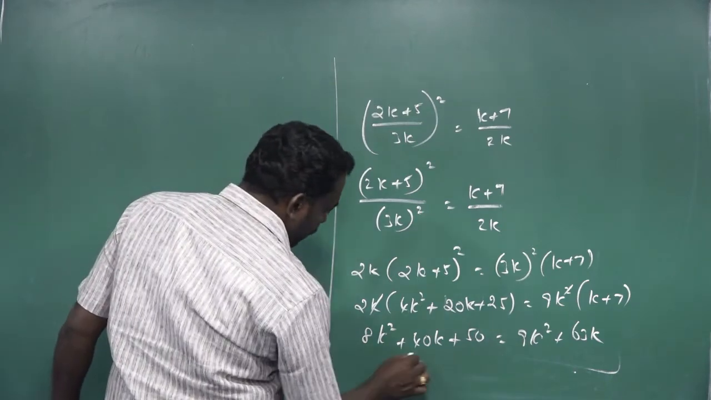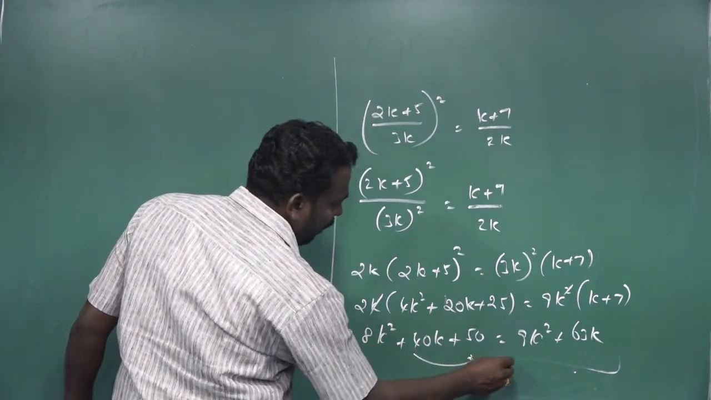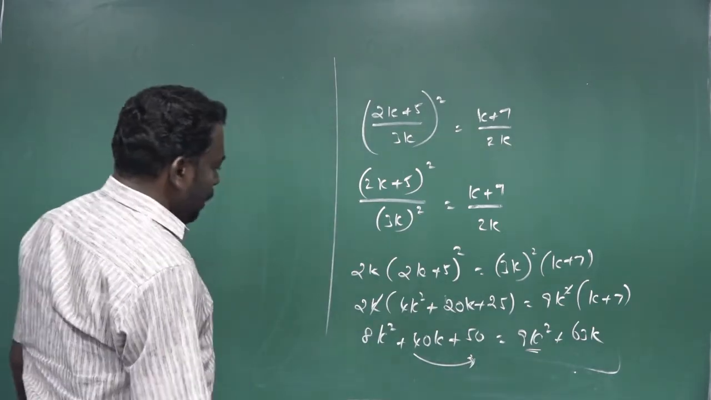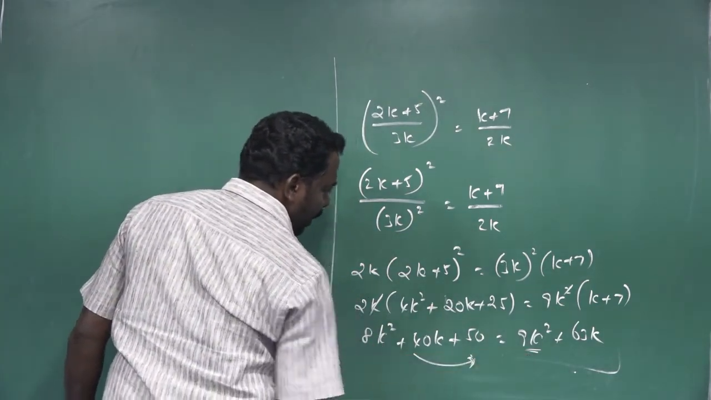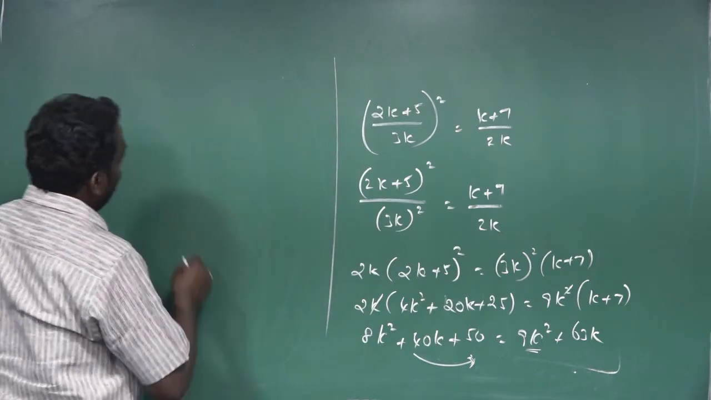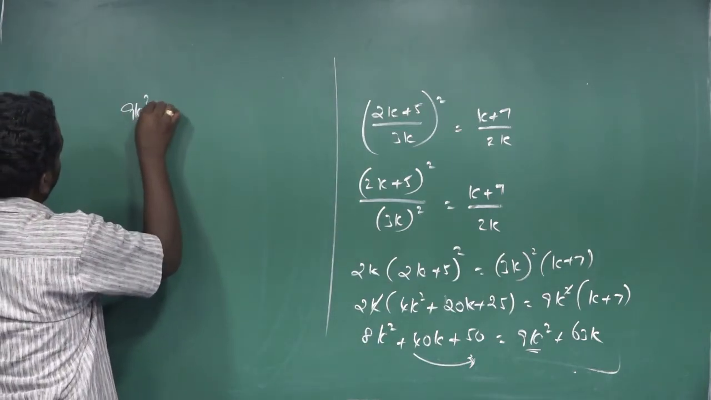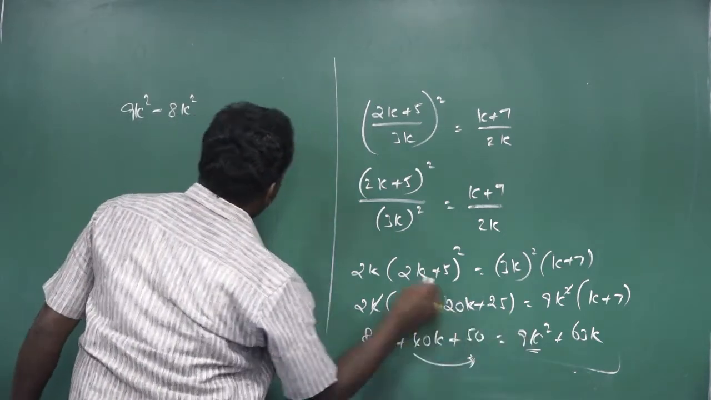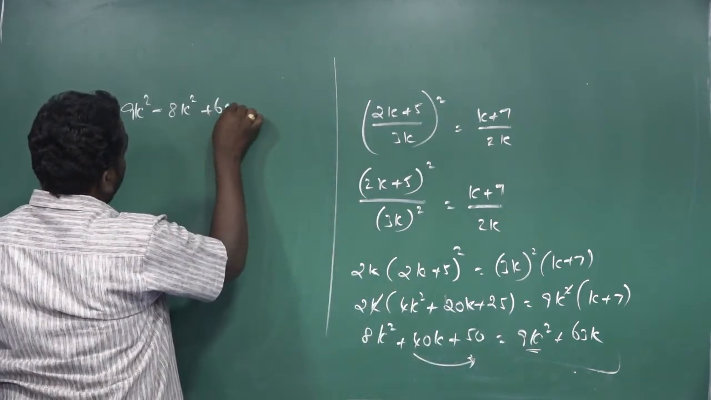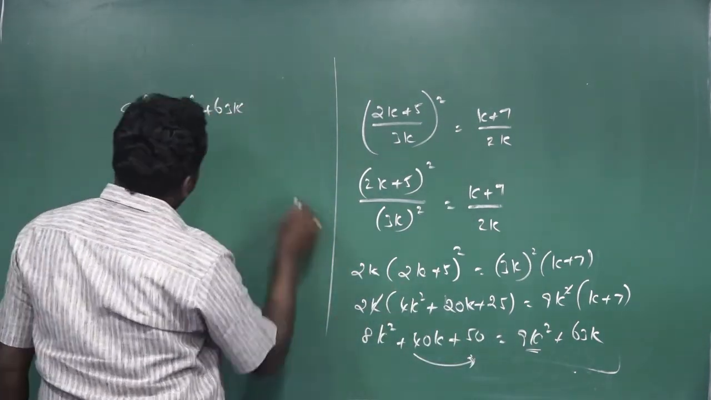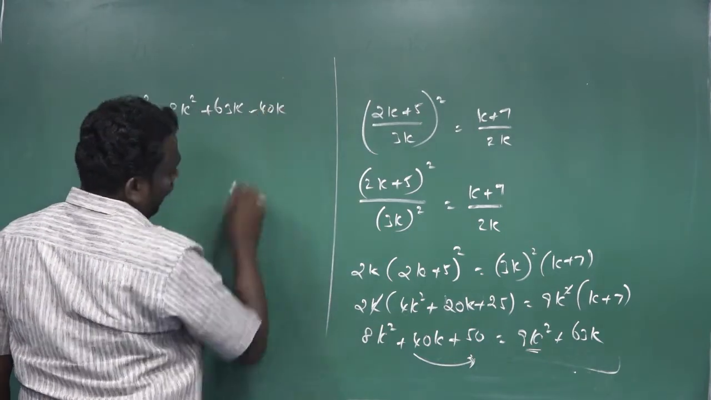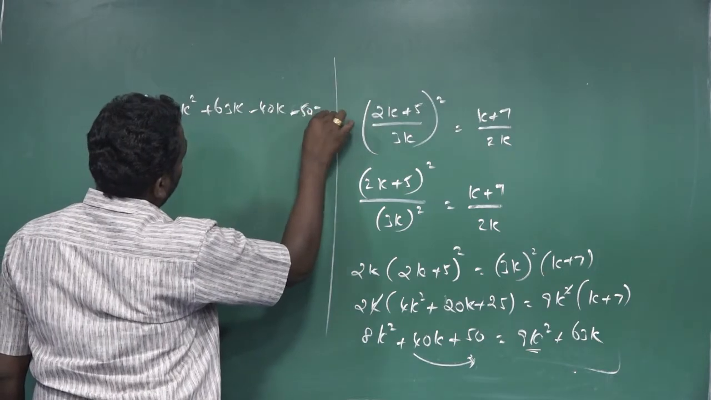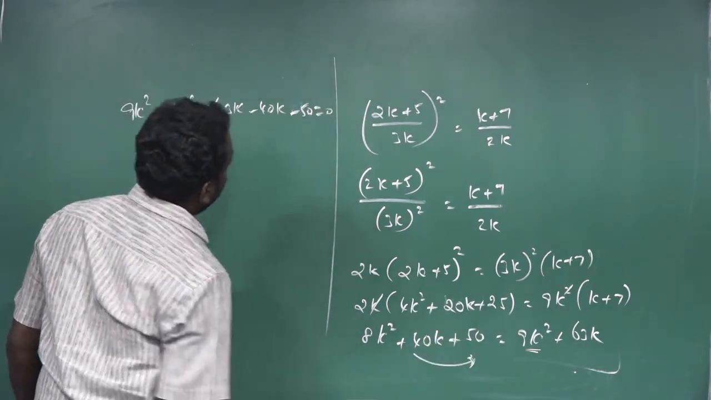And all the terms are transferred to the right hand side equation, because the K square is biggest on the right hand side. Therefore 9 K square minus 8K square plus 63K, then minus 40K, then minus 50, that is equal to 0. Plus will become minus 50.